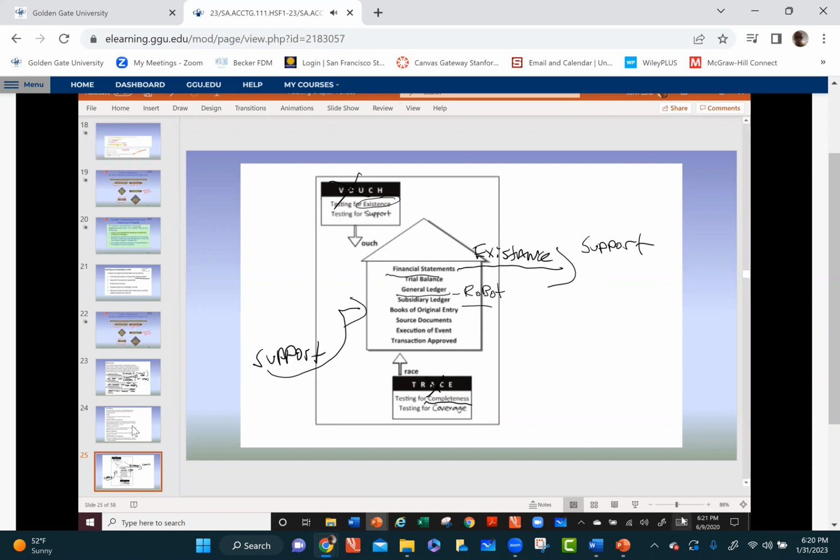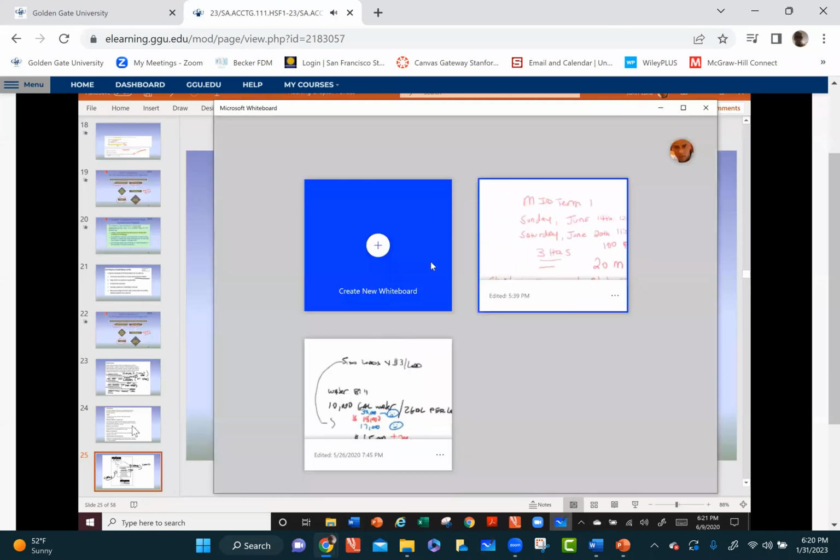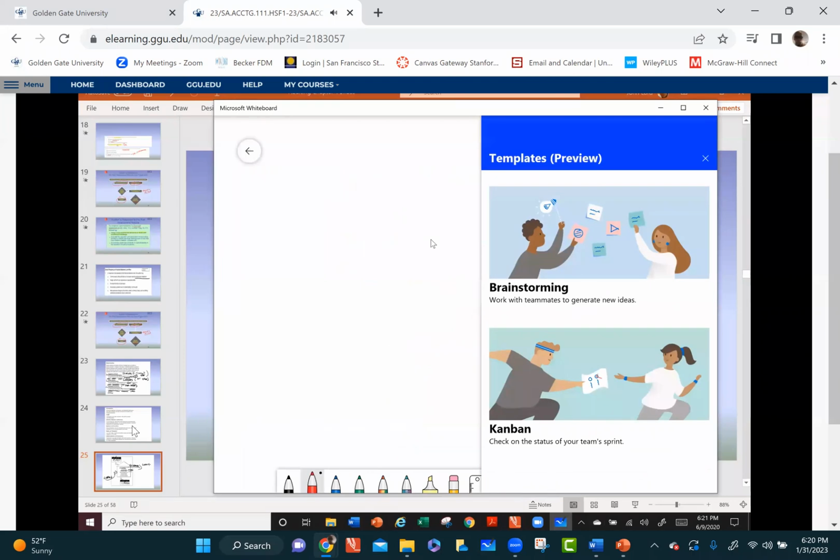Okay, so what I want to do with this one, if I can somehow create a new whiteboard here. I don't want all that nonsense. One second, guys, I gotta get rid of this stuff.